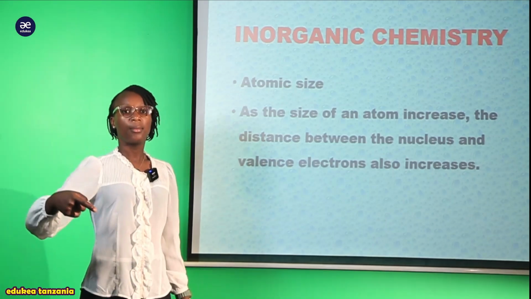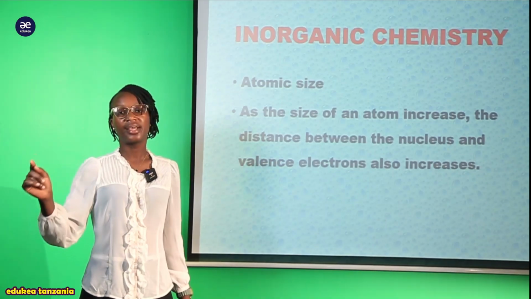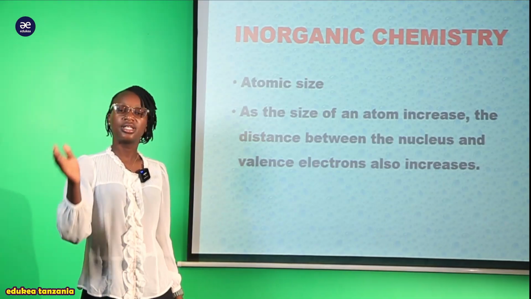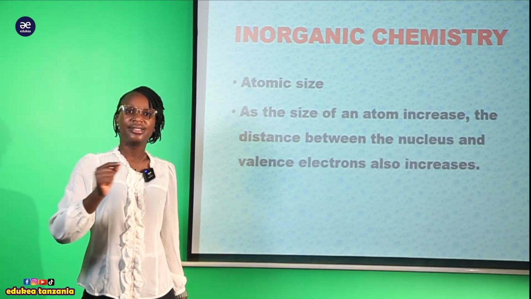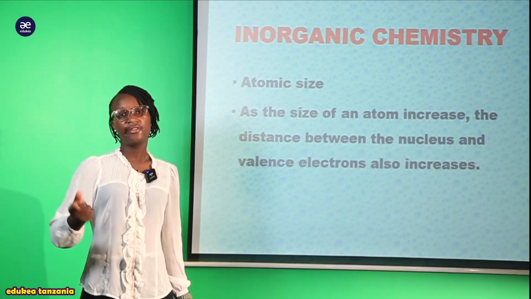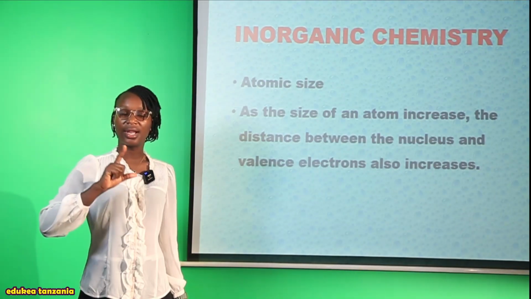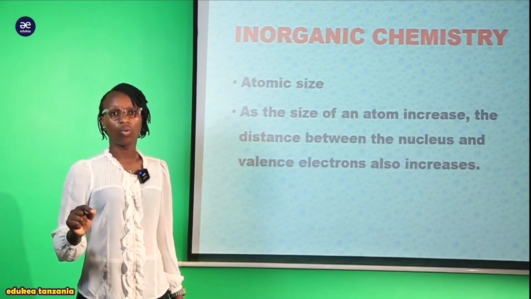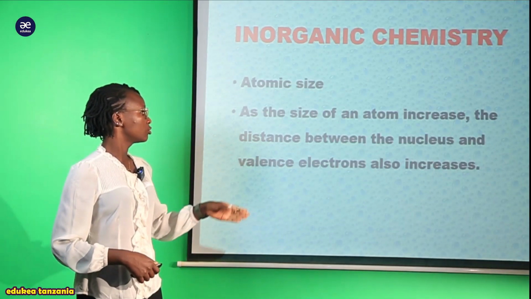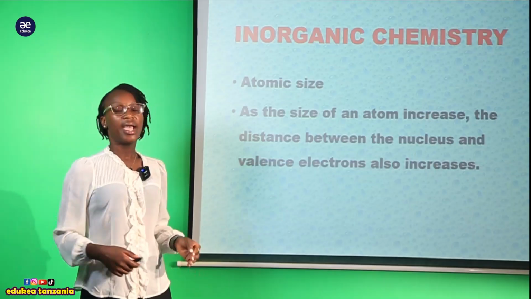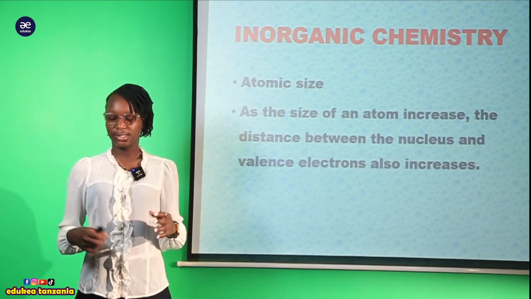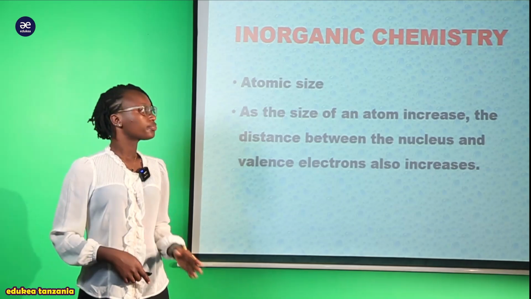Kwa nini? Kwa sababu tunapoongelea ile distance maana kwamba we expect to have more shells. Zile outermost electron shells ziwe nyingi, ina maana tuwe na zile shell za kutosha. So you can see that kadri ile distance inavyoongezeka ndivyo size inavyokuwa kubwa, kwa sababu ile radii ile distance inakuwa kubwa. That's why the size of the atom is directly proportional to the distance between the nucleus and the valence electrons.